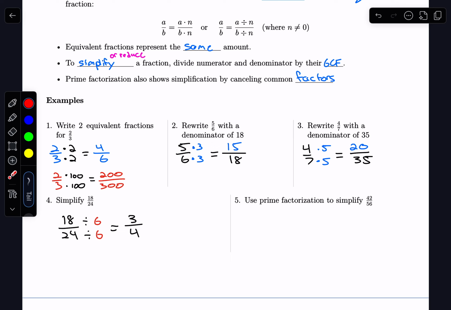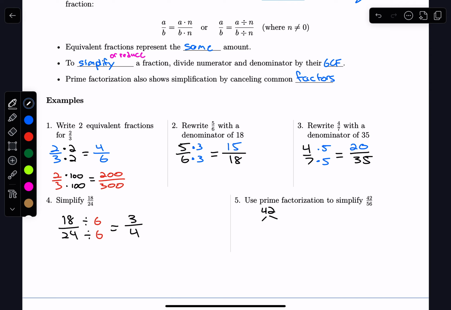And if 6 wasn't a big enough number, if there was still a common factor after we divided by 6, we would have seen a new fraction that we could reduce even farther. But because I was able to come up with 6 as a GCF, I can just go straight to it. But when you are in a case where you do not know what the GCF is, this is where you should use prime factorization. So for number 5, it says use prime factorization to simplify 42 over 56.